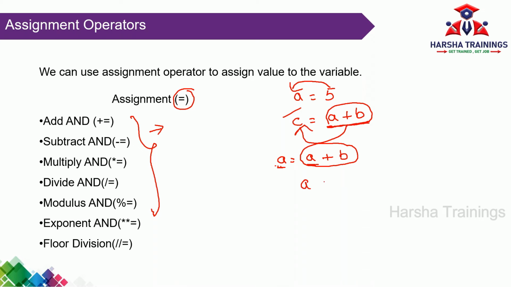So we can write like this, A plus is equal to B. So these two are same. Remember, these two are same. A is equal to A plus.